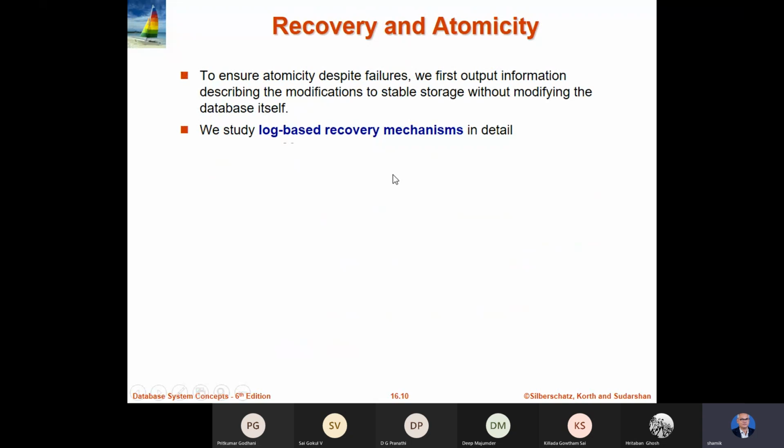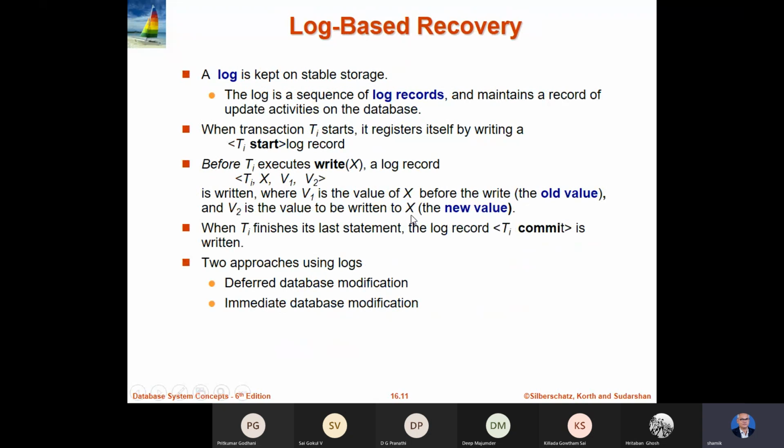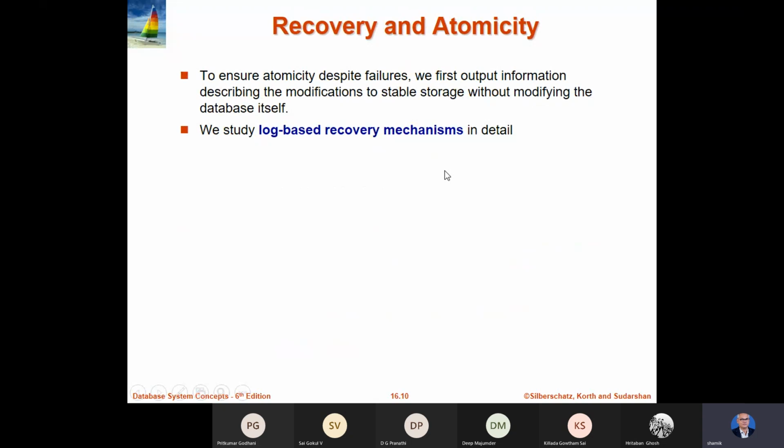To ensure atomicity despite failures, we first output information describing the modifications to stable storage. So this is the point: despite failures, atomicity is to be guaranteed. So we first output information describing the modifications to stable storage without modifying the database itself. After that, we'll make the modification, and for that we study what is called the log-based recovery mechanism in detail. So this is the introduction to recovery, and we'll study this recovery mechanism that makes use of a log.